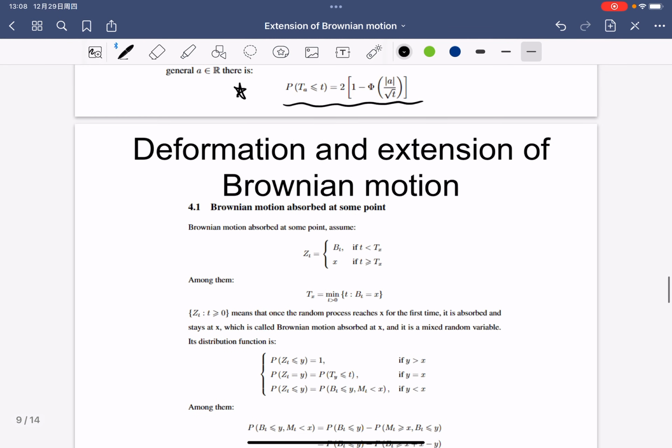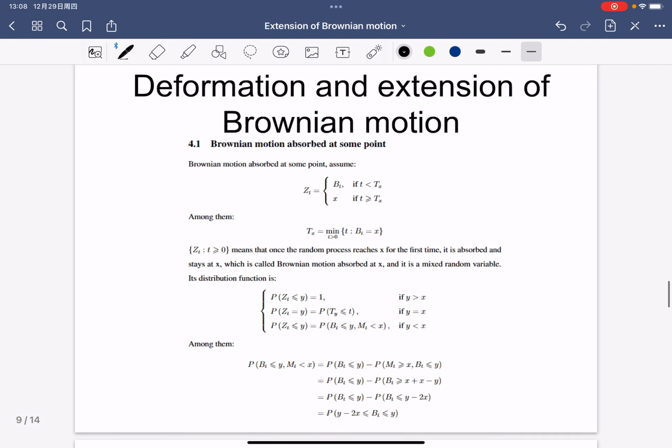Next part, the deformation and extension of Brownian motion. First, the Brownian motion observed at some point. Assume that for t, S_t is equal to B_t and x, where T_x is equal to the minimum of. It means that once the random process reaches x for the first time, it is observed and stays at x, which is called Brownian motion observed at x, and it is a mixed random variable.